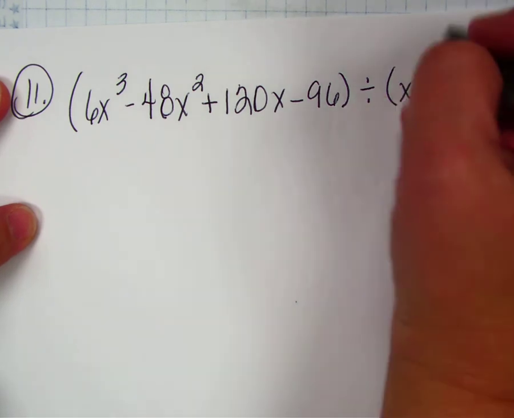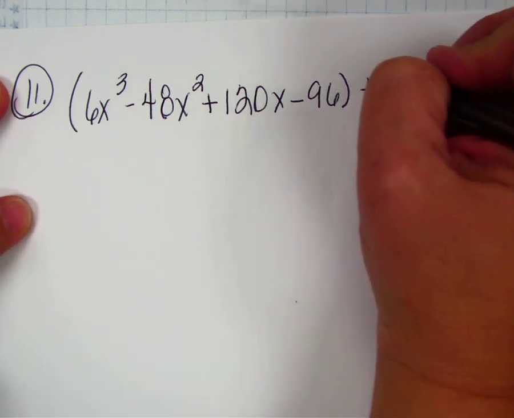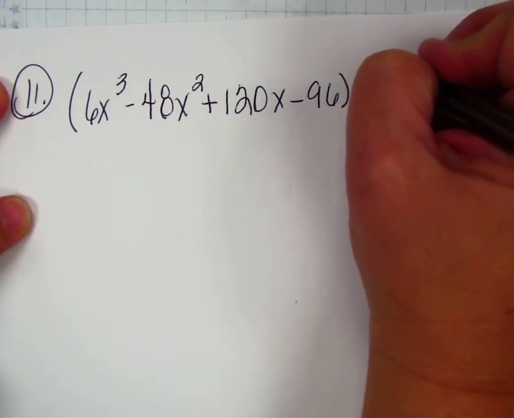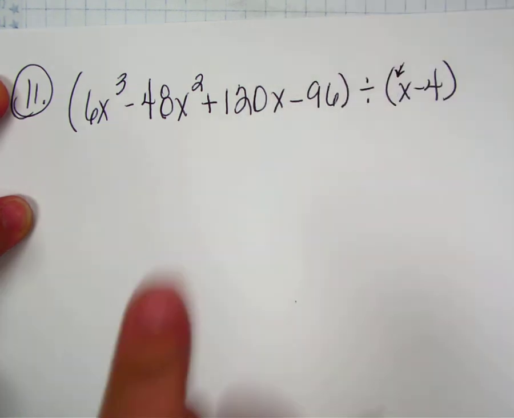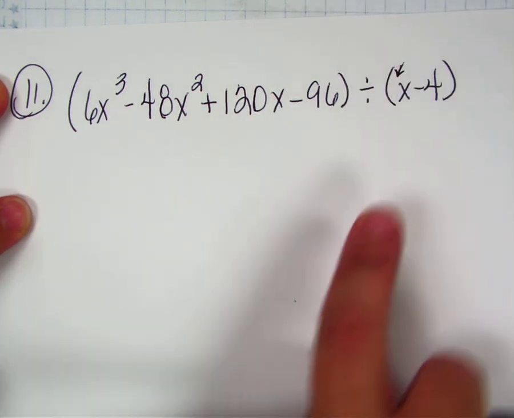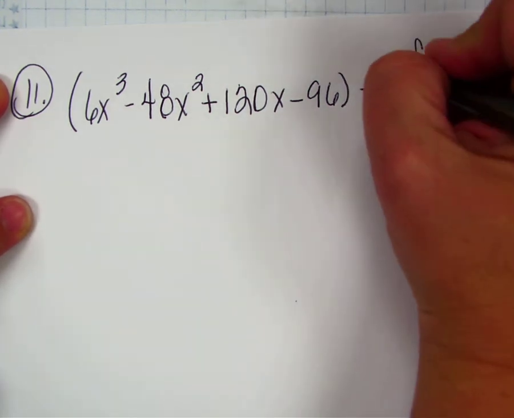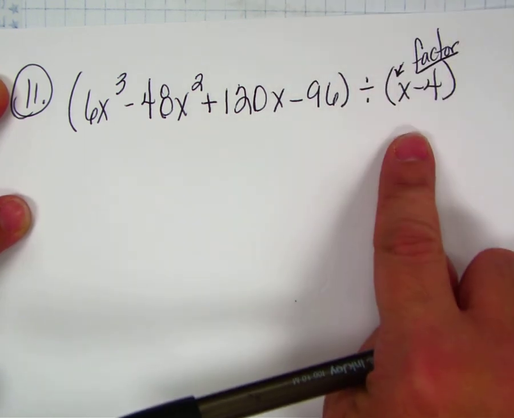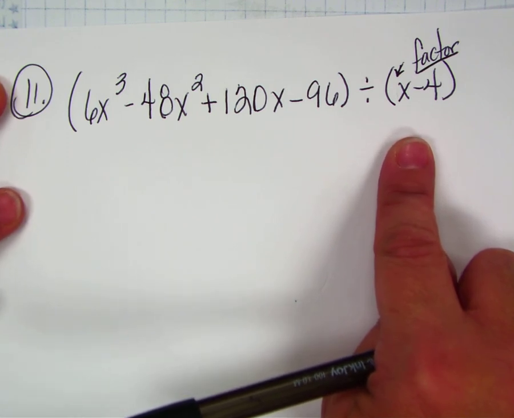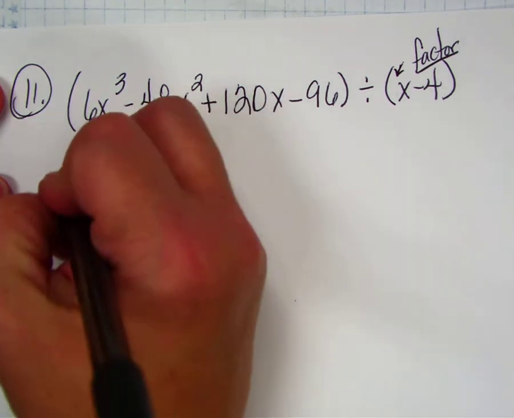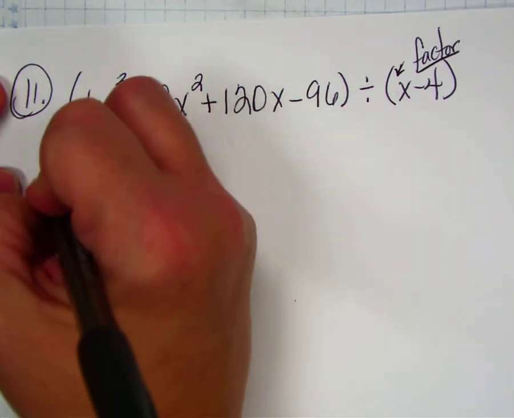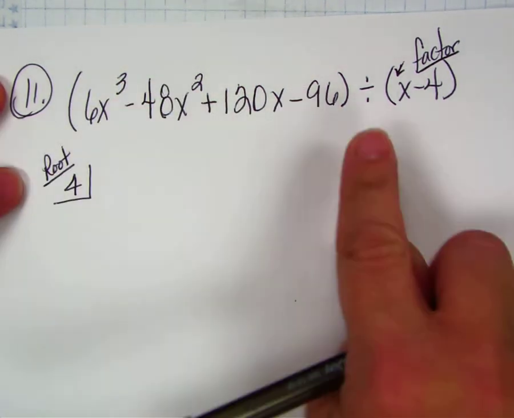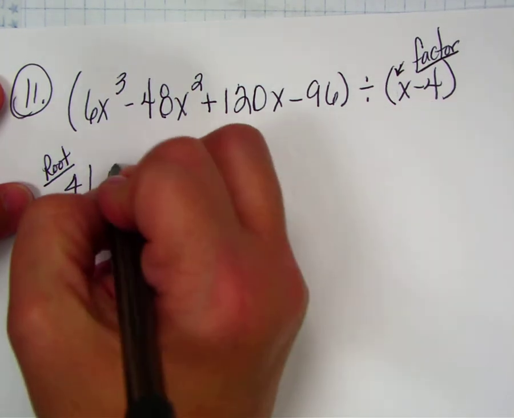Now please remember, for synthetic division to work, that has to be a 1. And it is, so I'm good. Okay? Now this is a factor. When I'm doing a synthetic division, I use the root. So if x minus 4 is the factor, what's the root? 4. Just the number 4. This is the root. That's the factor. This is the root.